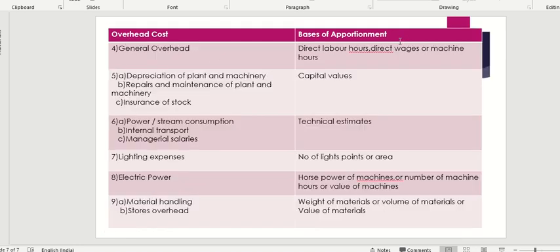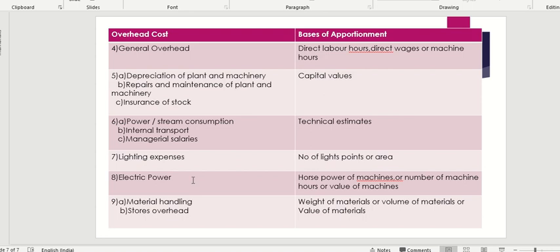Then general overhead will be based on direct labor hours, direct wages or machine hours, whichever is given in the question. Depreciation of plant and machinery, repairs and maintenance of plant and machinery, and insurance of stock will be based on capital values or the value of the asset. Then we have power or steam consumption, internal transport, and managerial salaries, which are based on technical estimates. Then we have lighting expenses, which will be based on number of light points or area, whichever is given in the question. Most preferably it will be number of light points.